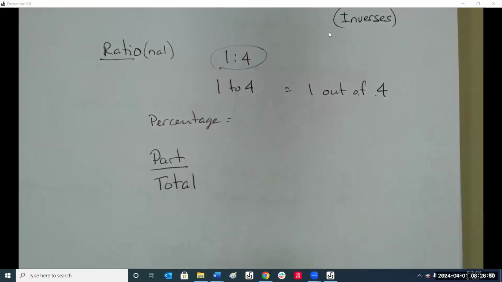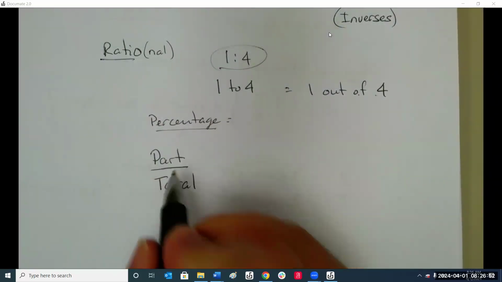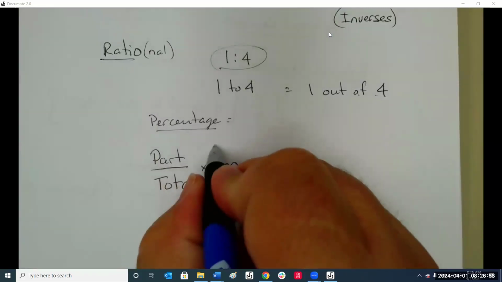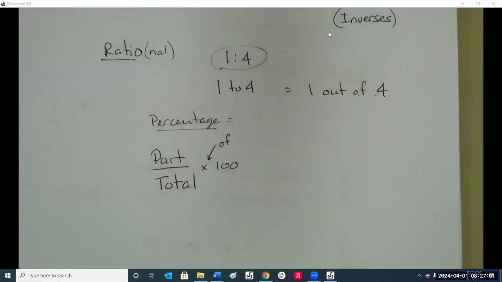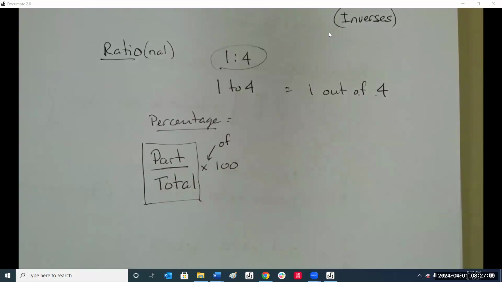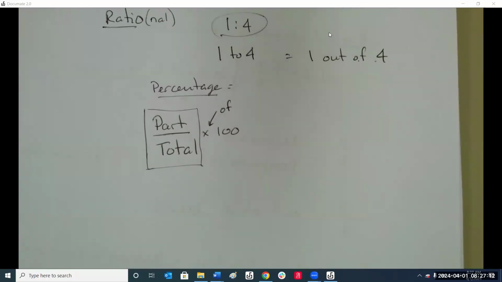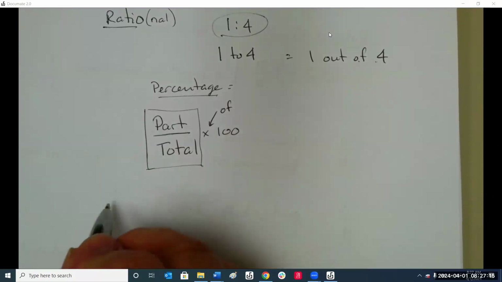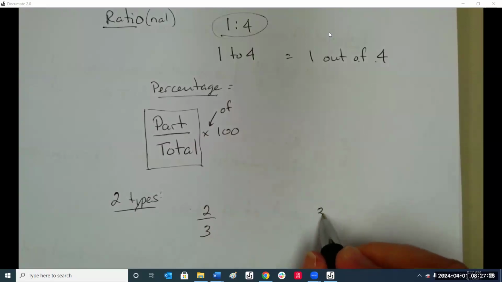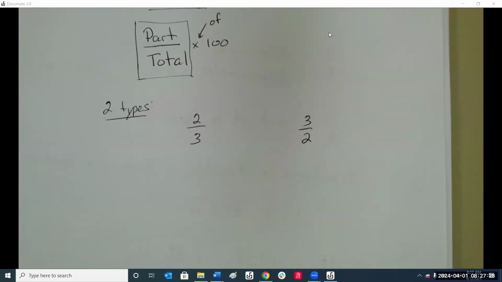It's part over total. Because percentage is just that, is the percent. It's the part over total of 100. This symbol is the word of. But this is the ratio. There are two types of parts over total we have. We can have, let's say, 2/3 or 3/2. What's the difference?